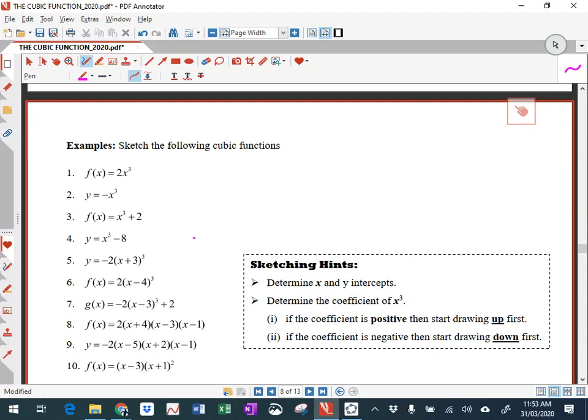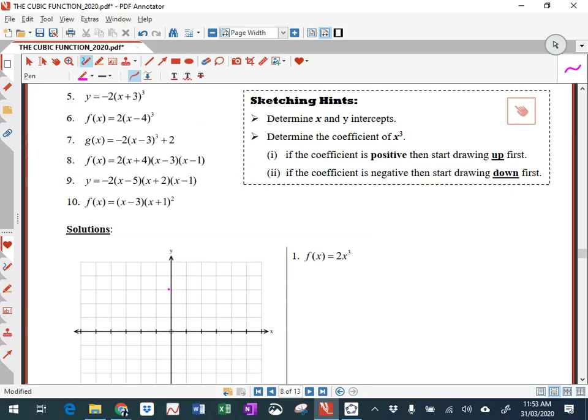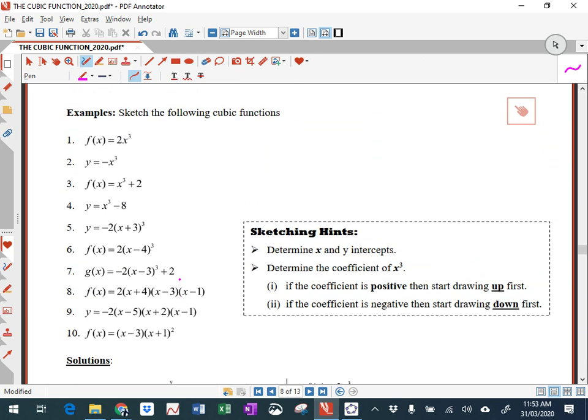Now, over to you. You're going to sketch 10 cubics. I've given you some space to do that. Here are some sketching hints. Determine the x and y intercepts. Determine the coefficient of x cubed, because that will tell you the quadrant you're in. If the coefficient is positive, then you're going to start drawing up first, starting from left to right. If the coefficient is negative, then you start drawing down first.